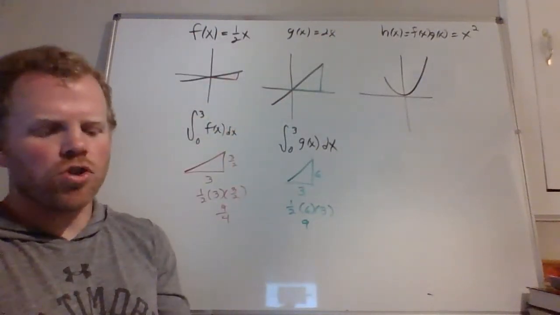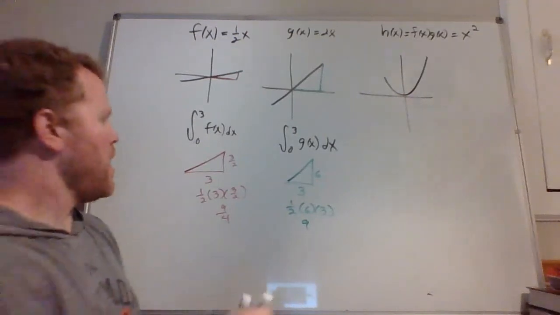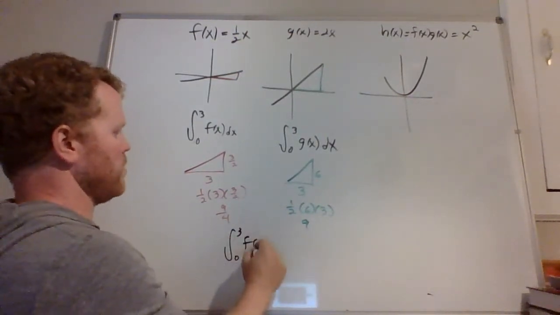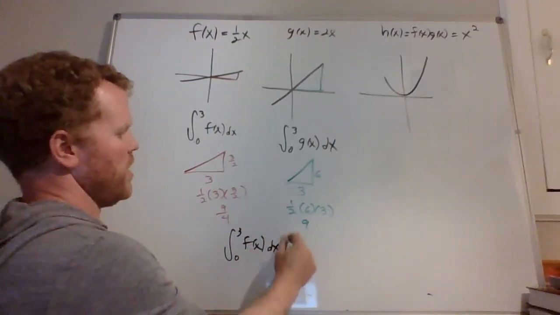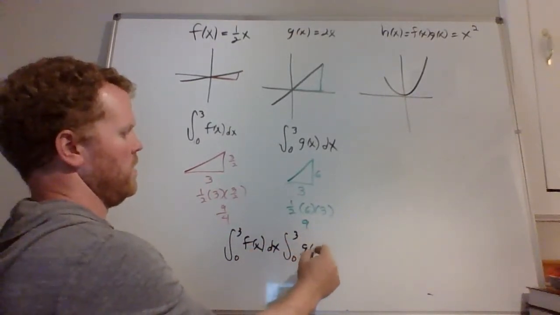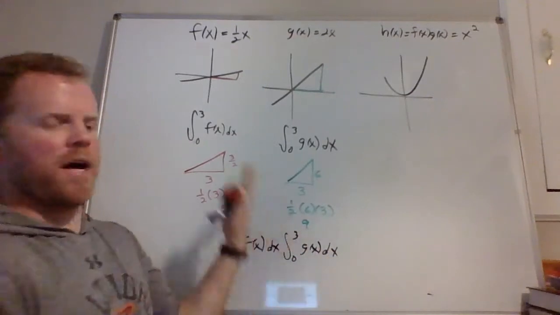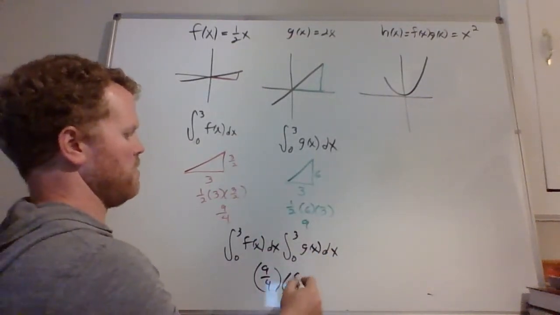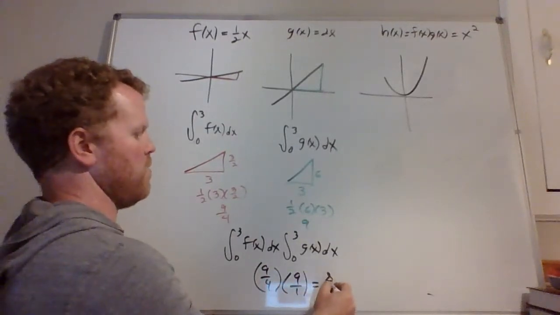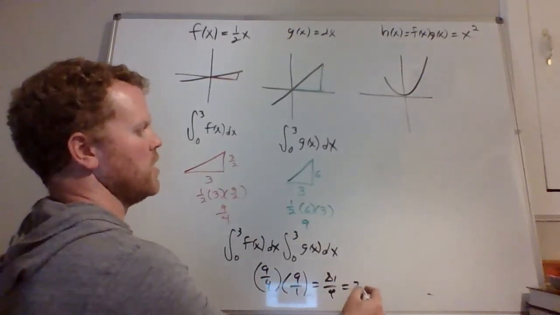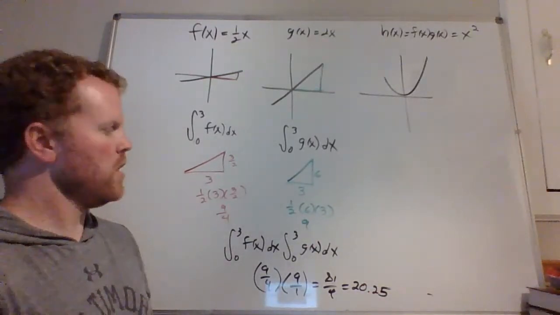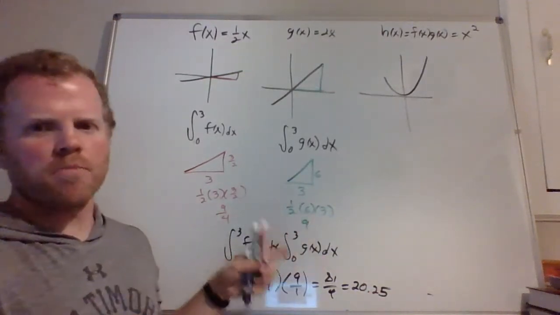And then I ask you to do two weird things on the bottom. The one thing I ask you to do on the bottom is to just take your two answers for f and g and just multiply the two answers. So 9 quarters times 9 over 1 is 81 fourths, or basically 20.25. So I ask you to just take your two answers and multiply them.